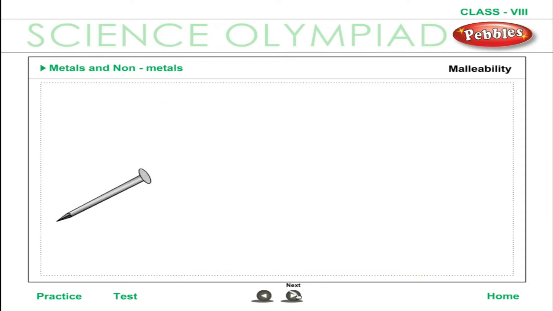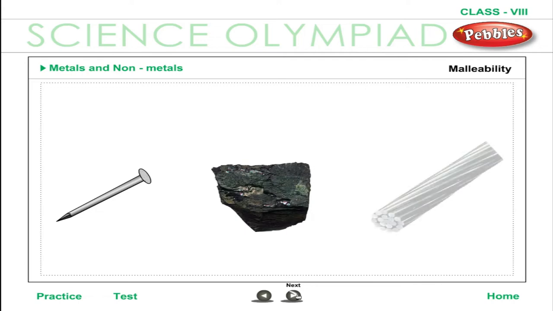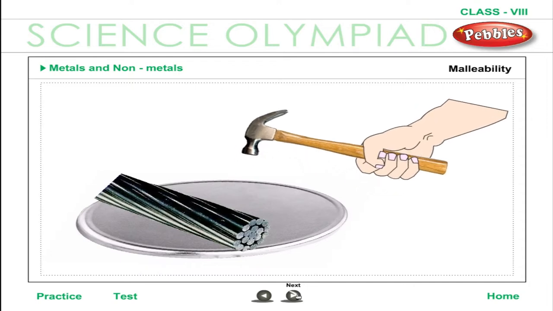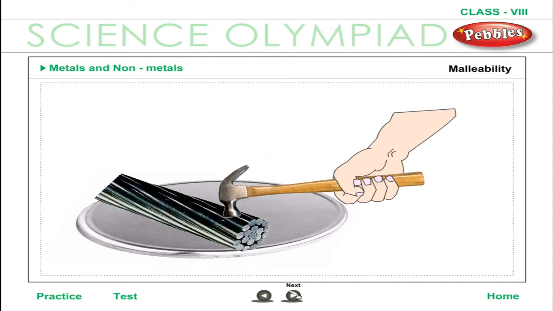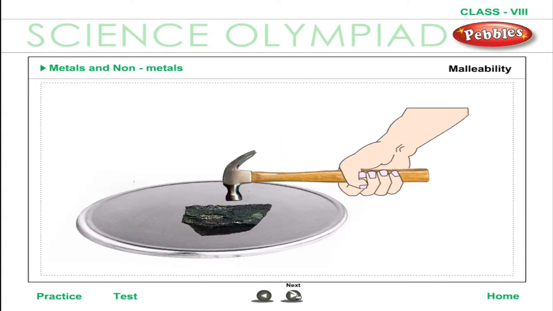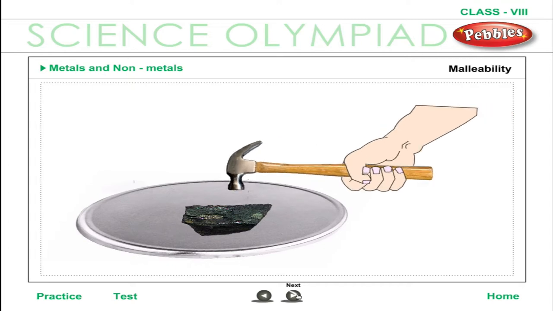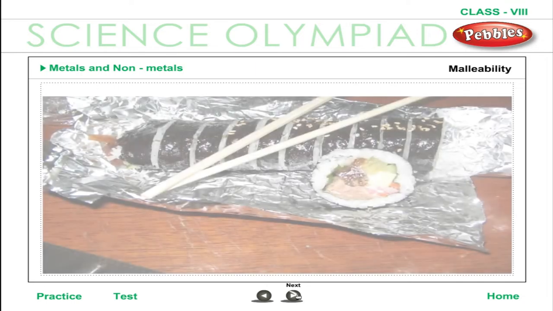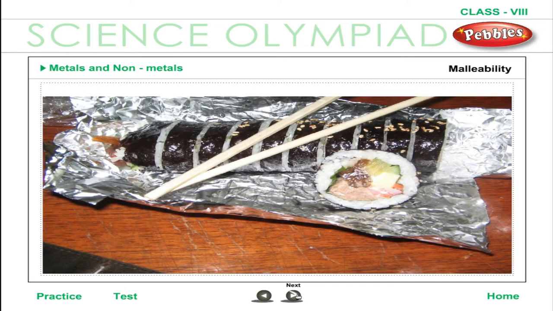Malleability. Take a small iron nail, a coal piece, a piece of thick aluminium wire, and a pencil lead. Beat the iron nail with a hammer. Try to hit hard. Hit the aluminium wire hard also. Then repeat the same kind of treatment on the coal piece and pencil lead. The shape of the iron nail and the aluminium wire changed on beating. If they were beaten harder, these could be changed into sheets.